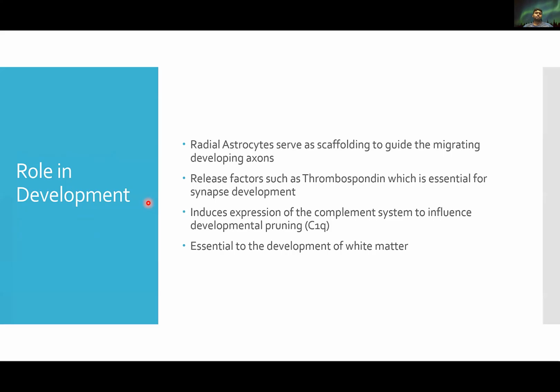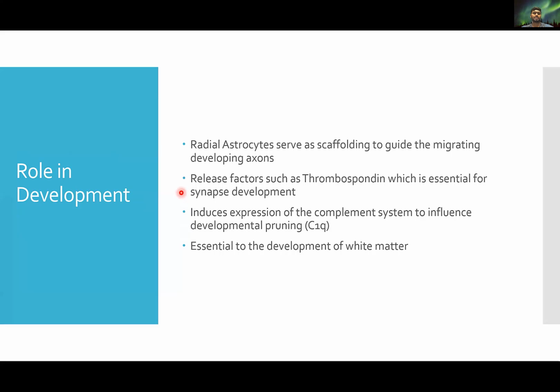So how do astrocytes help in development? If you guys remember from the embryology video, I mentioned that we have radial glial cells that act as scaffolding and help the migrating developing axons get to where they need to be. These glial cells, as we already talked about, astrocytes do everything that the main glial cells don't, like microglia and ependymal cells. So these radial glial cells are really astrocytes, just a different type. So one, it helps guide the migrating developing axons.